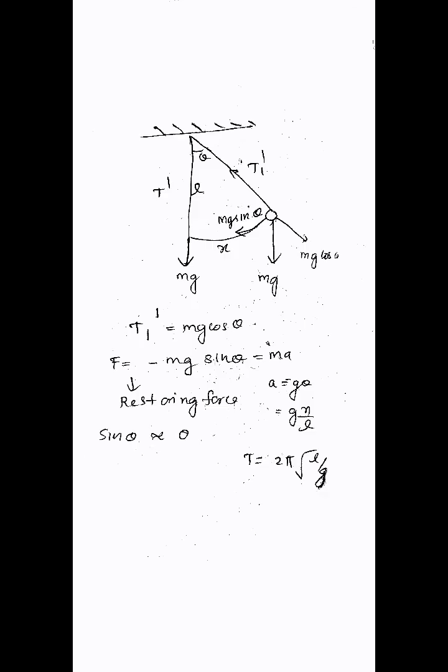So we can say that F is minus mg sin theta, so the negative comes, and we know that F is equal to ma. So F is equal to minus mg sin theta, and this is equal to ma. Here sin theta is approximately equal to theta, that is A is equal to minus g theta, and theta is equal to x by L. So A is equal to minus g into x by L, and time period T is equal to 2 pi square root over L by g.